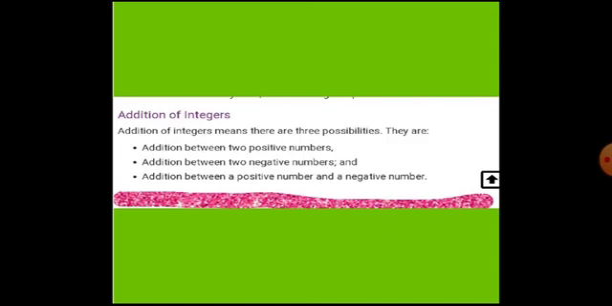Both numbers will be positive. Second one is addition between two negative numbers, means we can add two negative numbers. For example, minus 3 and minus 4. And third condition is addition between a positive number and a negative number, means one is positive and the other is a negative number. We can add. So these three possibilities you can see here are when we do addition of integers.